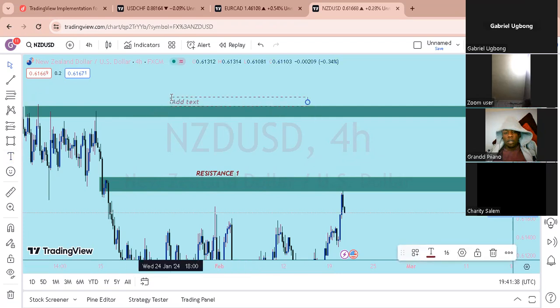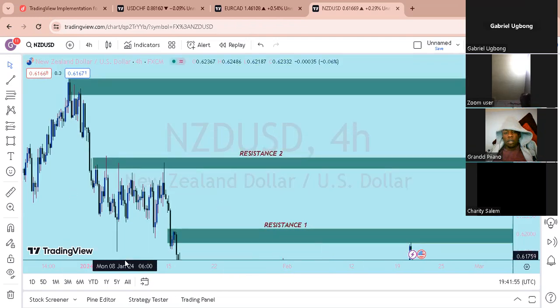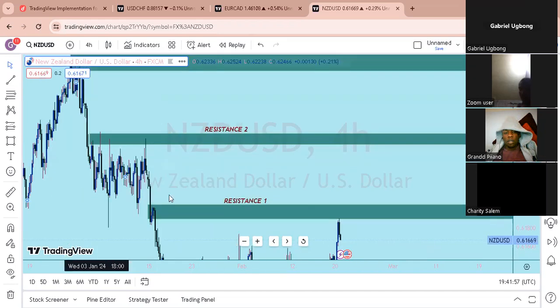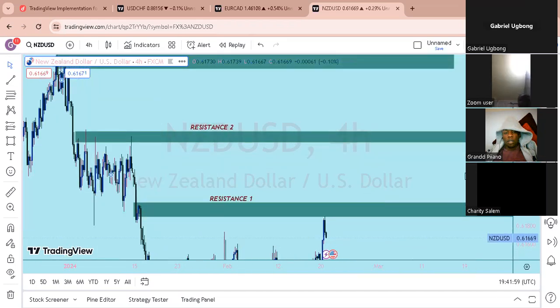So you trade by zones. The market does not move just in one day or in 1 minute. The market moves zone by zone. So this is my resistance level 2. This is my resistance level 1 for this week, as far as this pair is concerned, NZD USD.